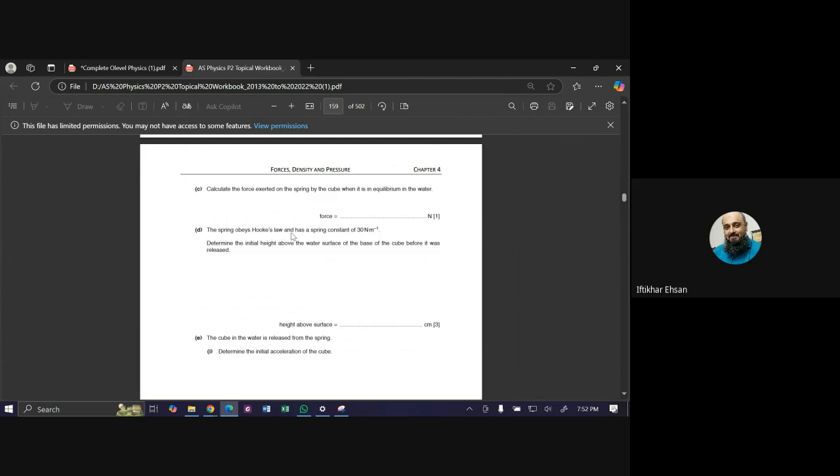The spring obeys Hooke's law and has spring constant this. Determine the initial height above the water surface. This is 3 marks. This is a serious part. Determine the initial height above the water surface of the base of the cube before it was released. This is a good question.